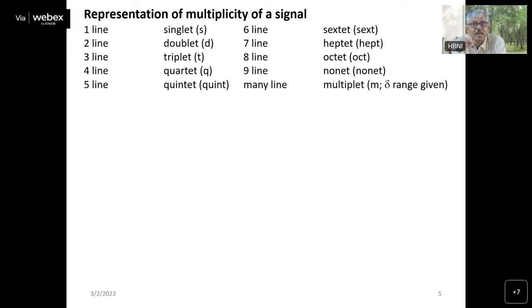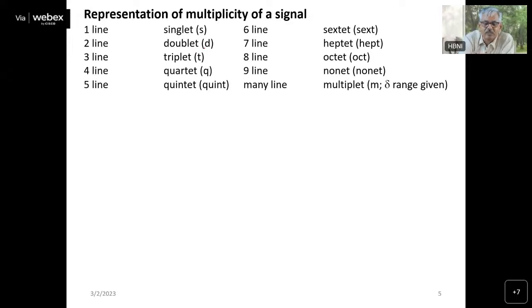So now, I have told you about when you have 3 lines or 4 lines. Many times you will see that there are more number of lines. So how to represent them? The representation of the multiplicity of a signal is shown here. Suppose you are getting only one line in a spectrum, this is called a singlet. Like in ethyl acetate, one methyl is coming as a singlet.